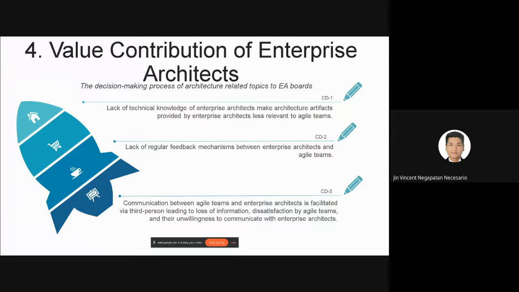And then for the unit of analysis, the decision-making process: lack of knowledge of the enterprise architects makes the artifacts provided less relevant to the agile teams, and there is a lack of regular feedback between enterprise architects and agile teams. And then communication between agile teams and enterprise architects is facilitated through a third person, leading to loss of information, dissatisfaction, and misinterpretations.